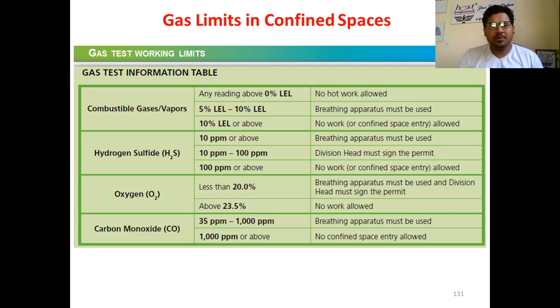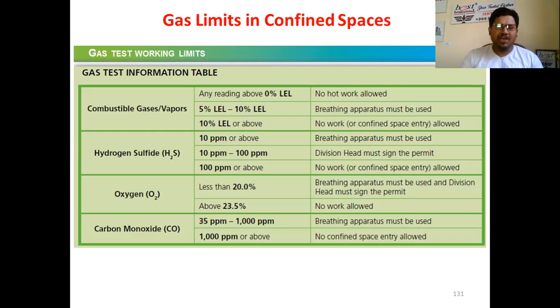So what is the normal range? 20 to 23.5%. But as per OSHA, 19.5% to 23.5%. Now, same way for carbon monoxide, below 35 ppm, for 8 hours, no need to use SCBA. But still, if you use SABA or some respirator, it's much better for your safety.